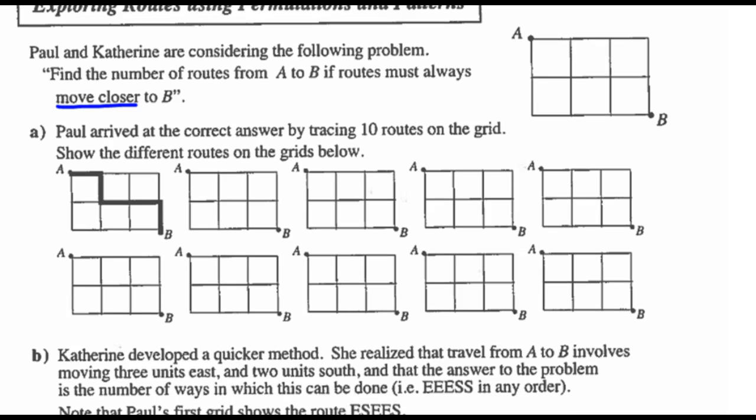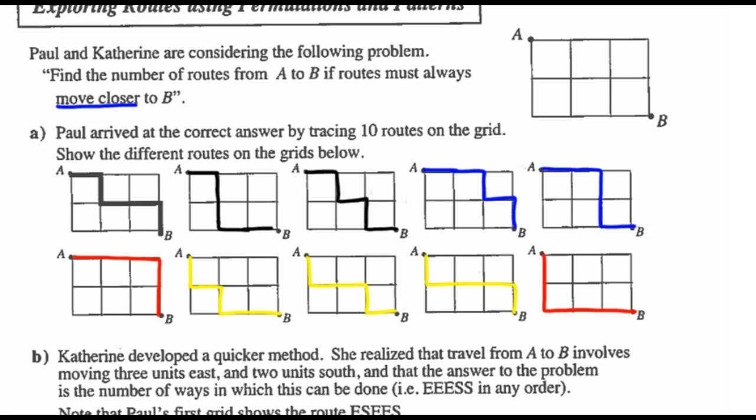A. Paul arrived at the correct answer by tracing 10 routes on the grid. Show the different routes on the grid below. So I'd like you to try that, and then you can pause this and try it, and then you can start it up and see it again.